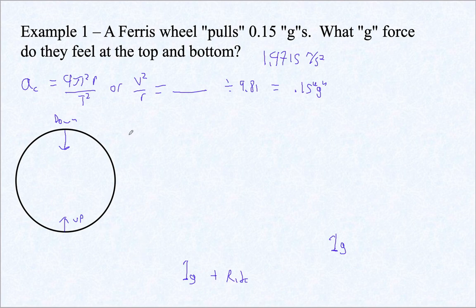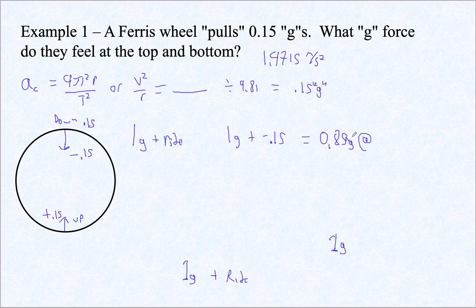So at the top, let's figure this out. It's 1 G plus whatever the ride is doing. Wow, I can't spell ride. At the top, it would be down 0.15. Well, down 0.15 is just negative 0.15. At the bottom, it's positive 0.15. So I just go 1G plus negative 0.15, and I get 0.85. That's what you feel at the top.